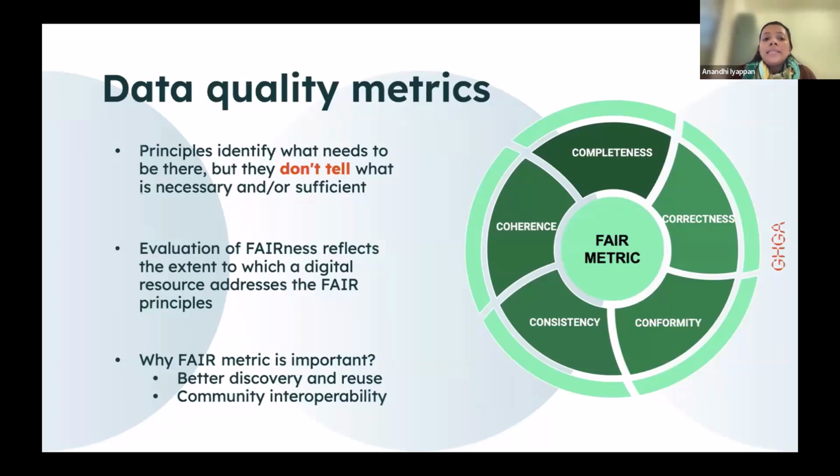And these metrics basically help us to identify what needs to be there, but they don't tell what is necessary and what is also sufficient. And evaluation of these fairness also reflects on which type of digital resource addresses these FAIR principles. As I mentioned, it's very subjective. And FAIR metrics are obviously very good enhancers of the data because it adds a certain quality and reliability to the data that is being captured. So this obviously is going to enhance better reuse of data, better discovery of data, but also it is going to promote the community interoperability as well.